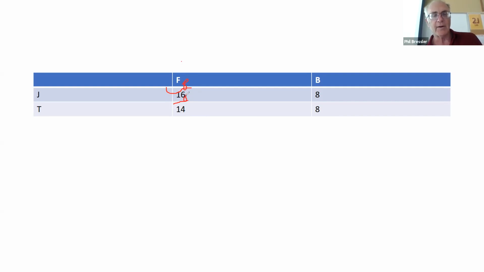So who has the comparative advantage for flats? T. Which one's the smaller number? Wait, I think I wrote it down wrong. Would it be J? J has it for flats, because 8/16 is smaller than 8/14. Okay, yes, sir. Aaron, if J has it for flats, who has it for brakes? Would it be T? Yeah, you're good. I should have put that there.